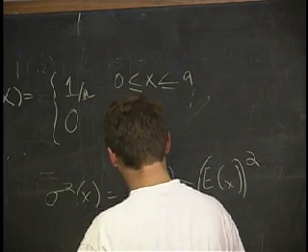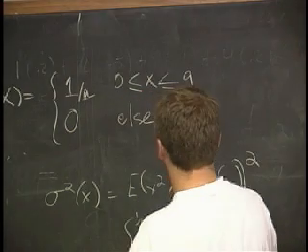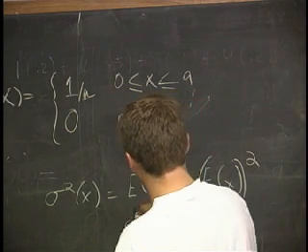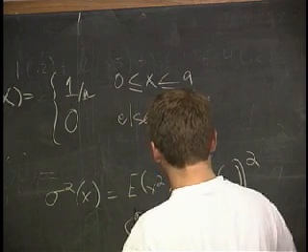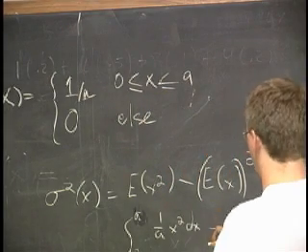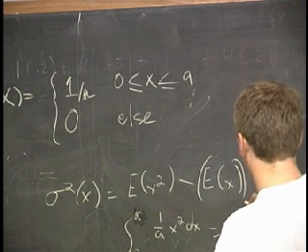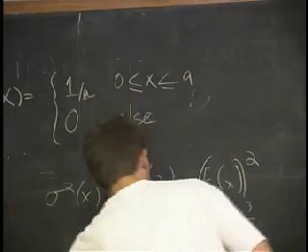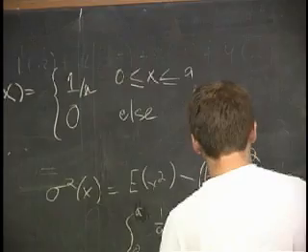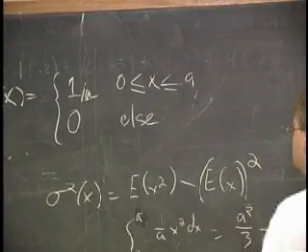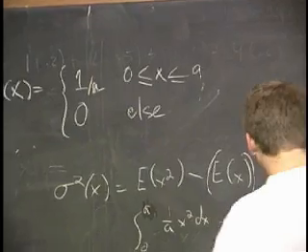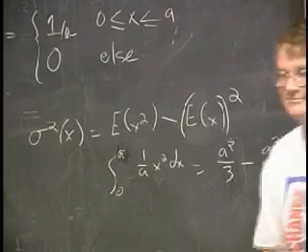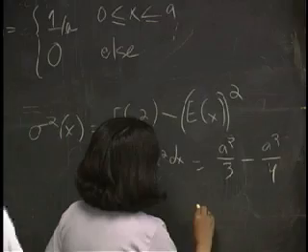So, integral from 0 to a of 1 over a, x squared dx, equals a squared over 3, minus, it was 1 over a, 2, yeah. Oh, yeah, that's right. So a over 2, squared, minus a squared over 4, is a squared over 12. Right. Okay. Great.